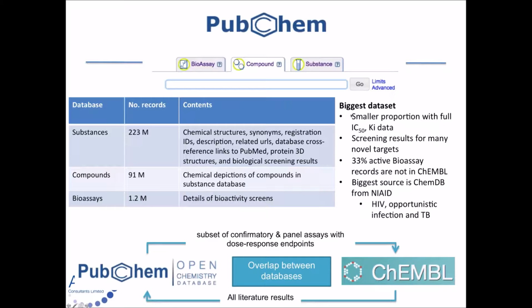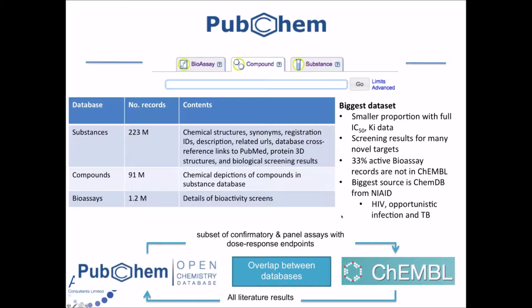It is by far the biggest publicly available data set there. There are screening results for many novel targets, and here you can see that there are results for some 91 million compounds tested in 1.2 million bioassays. And 33% of the active bioassay records are not on ChEMBL.